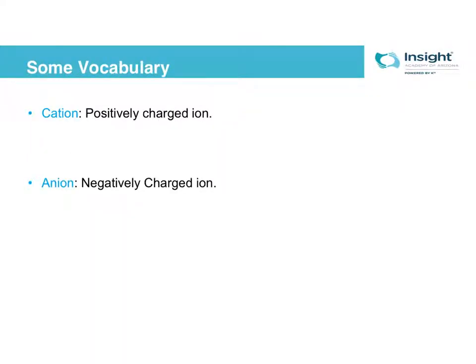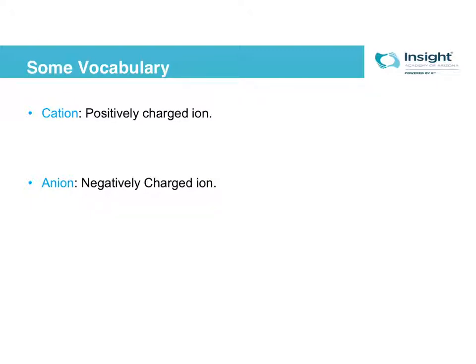So we've got some definitions here. A cation we use to describe a positively charged ion. Anion we use to describe a negatively charged ion. So let's think about what this means. Starting from, let's say, a neutral lithium.